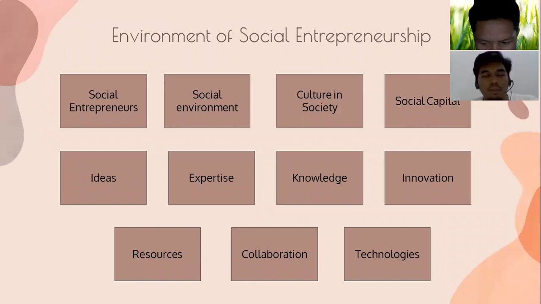This is the environment of social entrepreneurship. There are environments at the individual level, such as the social entrepreneurs, and also environments in the form of community or group, such as the social environment, culture in society, and social capital. There is also the environment in the form of abstracts, such as ideas, expertise, knowledge, and innovations, and the environment in the form of physical elements, such as resources, collaboration, and technologies.